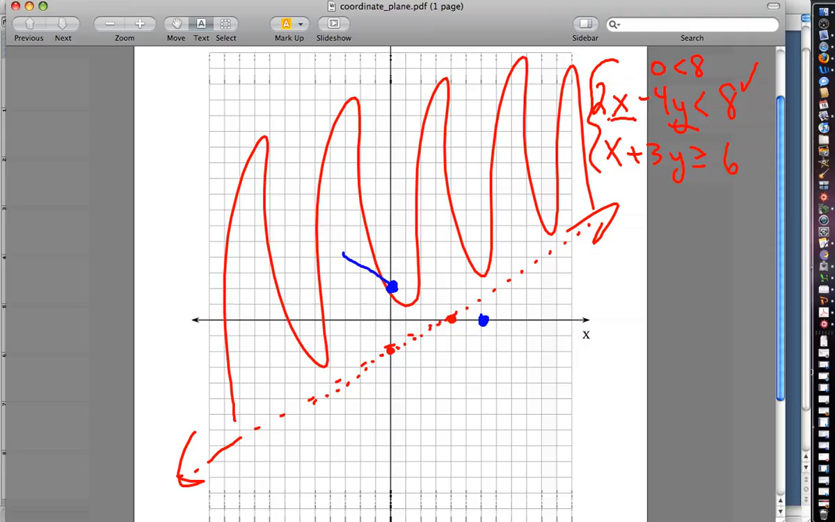Solid. Why? Because of the or equal to. Good. And can we use (0, 0) as our test point again, Rachel? Yes, we can, because it's not on the line. And if I plug 0 in for x and 0 in for y, it says 0 is greater than or equal to 6. True or false? Marissa? 0 is greater than or equal to 6. True or false? False. So which way do I shade? Derek? The side that (0, 0) is not on, which would be over here.